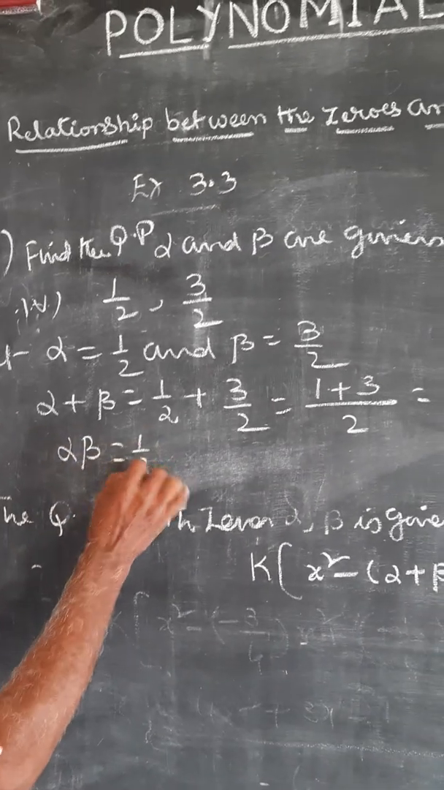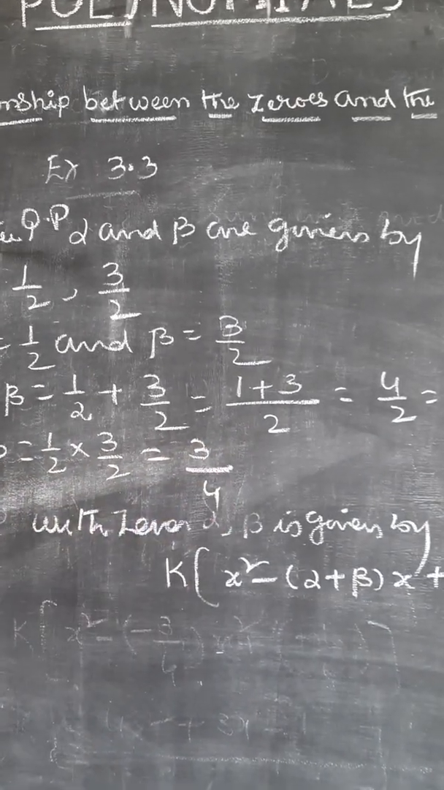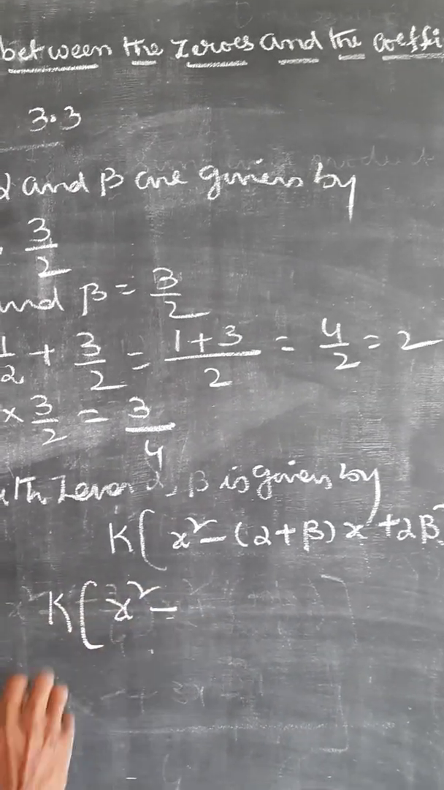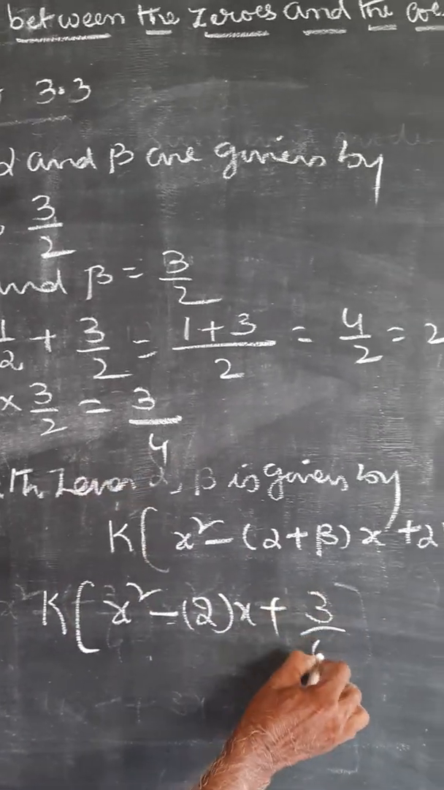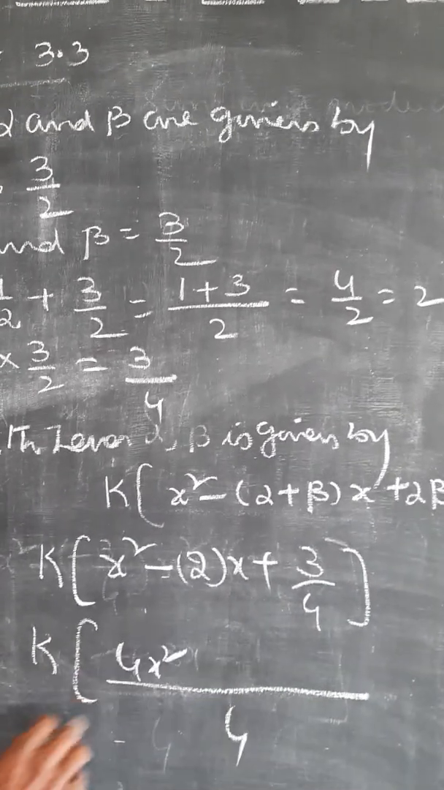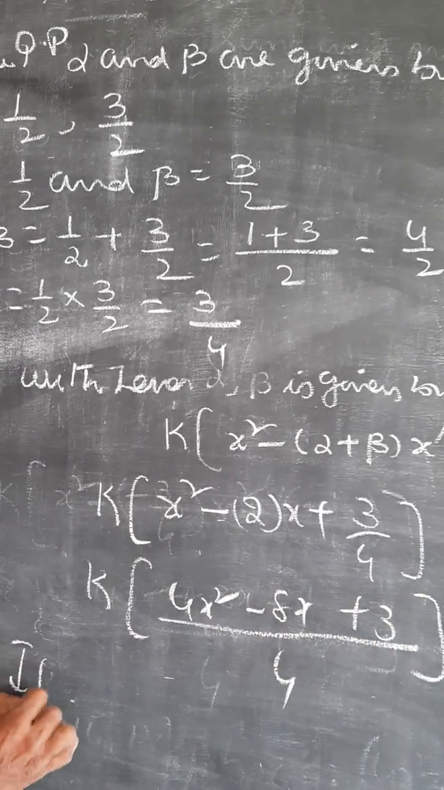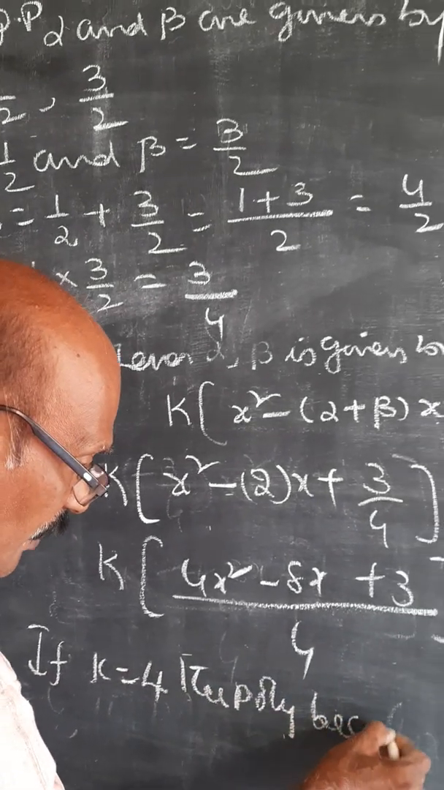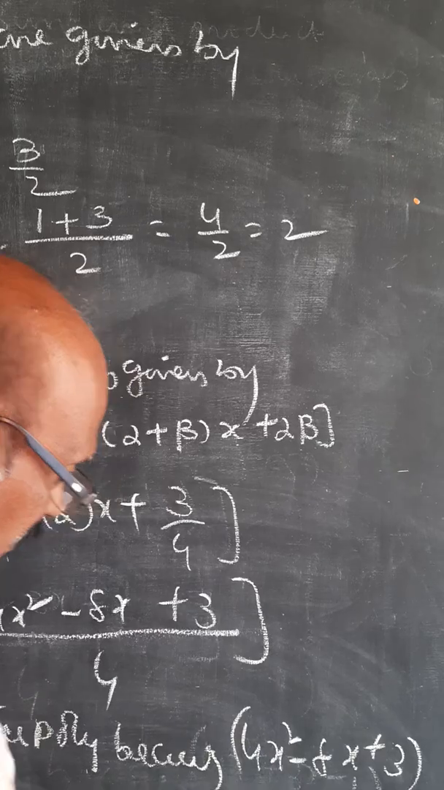Alpha beta, 1 by 2 into 3 by 2: 1 threes are 3, by 2 twos are 4. Substitute the values in the formula k of x² minus (alpha plus beta, 2) into x plus alpha beta, 3 by 4. LCM 4: 4x² minus 8x plus 3. If k is equal to 4, the polynomial becomes 4x² minus 8x plus 3.